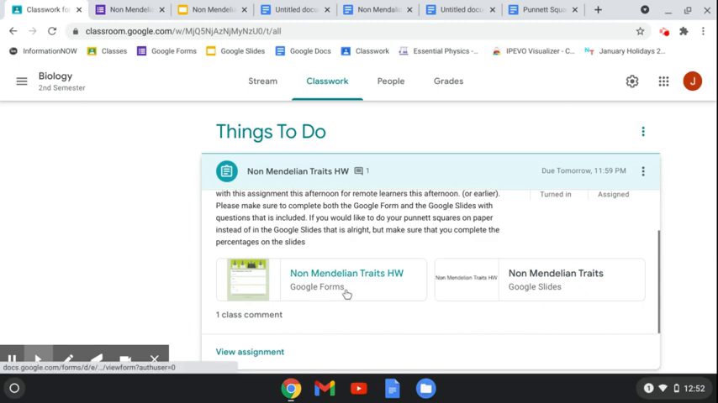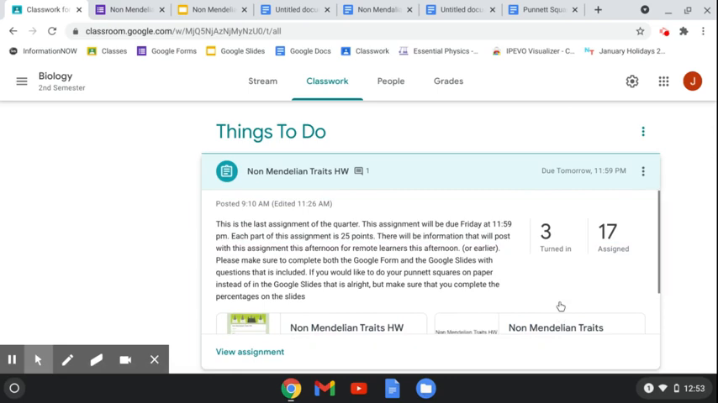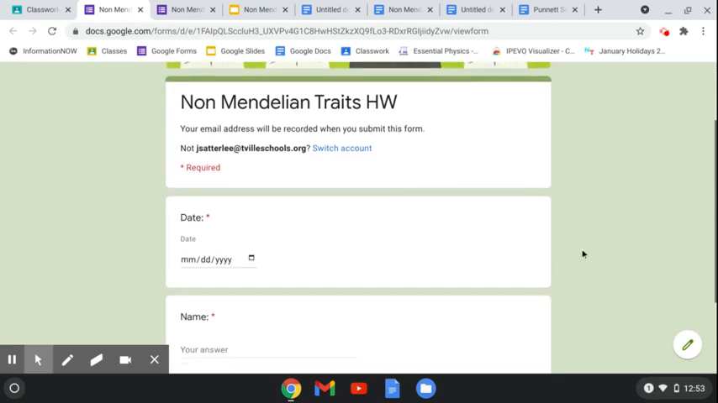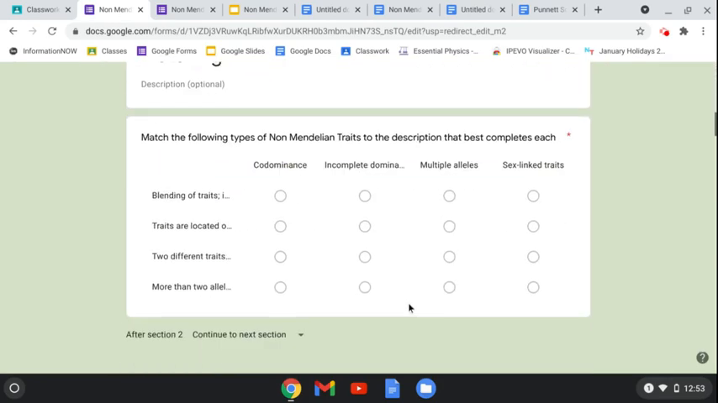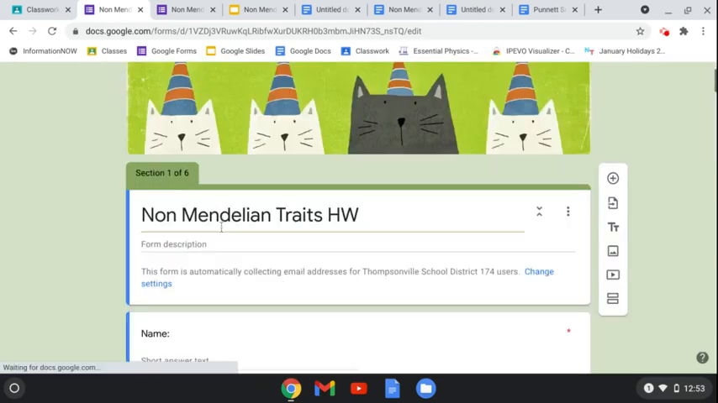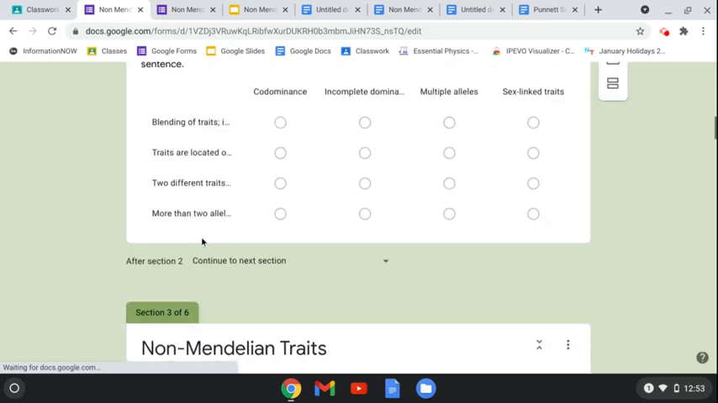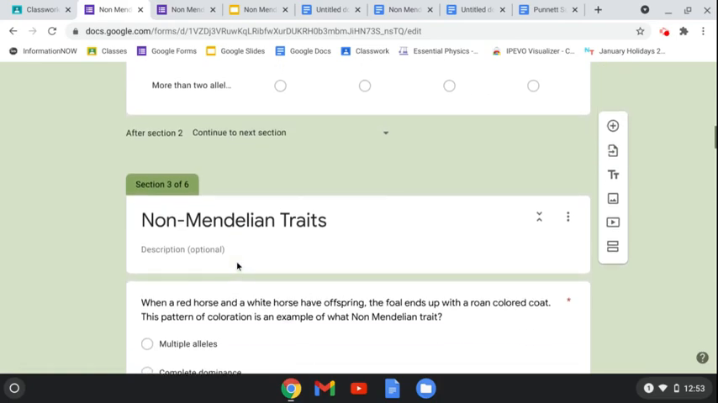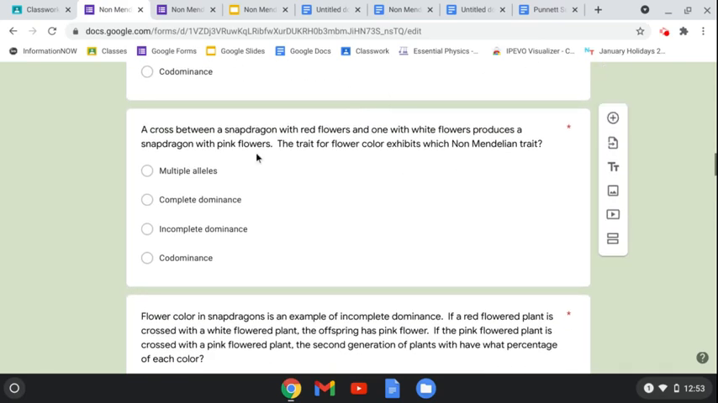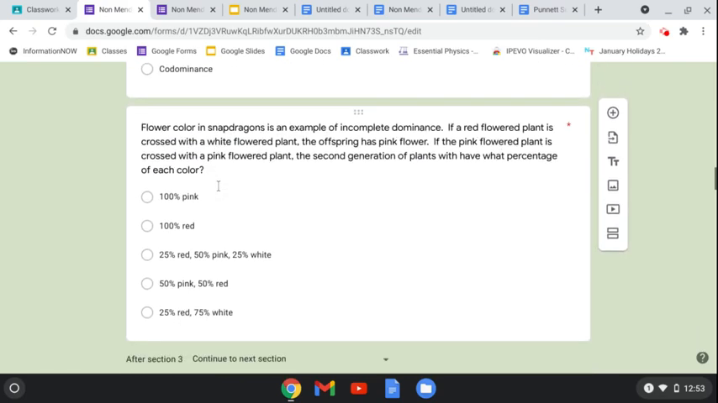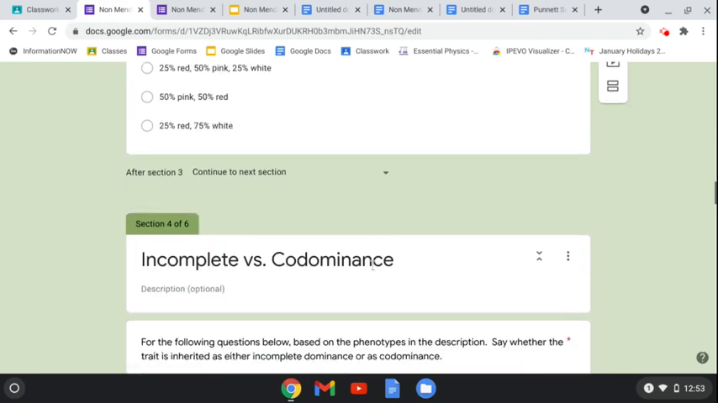There's two parts. You have a Google form and then a slides, and I will show you each one of these. So if I click on the Google Forms here, there is a matching section where I have different definitions, and that is either in the notes we had previously with sex-linked traits or what I just talked about today. And then there are some examples. So here is the roan-colored horse and the snapdragons. And then this one is a problem where you'd have to figure out the percentages.